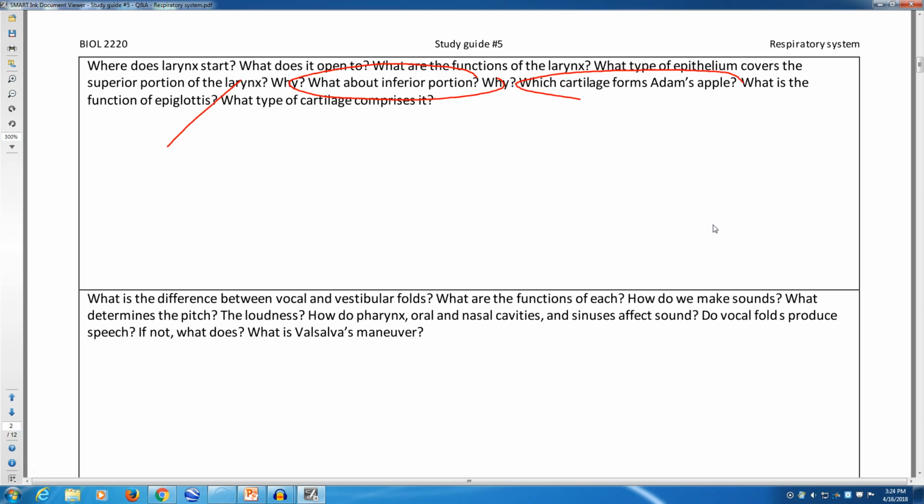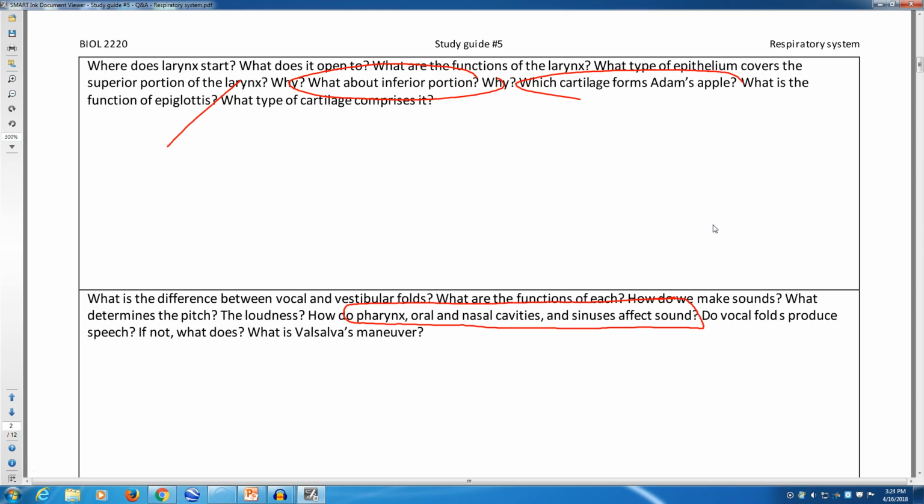Now, loudness, that's a different story. That's not the amount, but the speed at which air leaves the lungs. Makes sense. How do these things affect sound? In like one word, they resonate. Does that make sense? Like an echo.